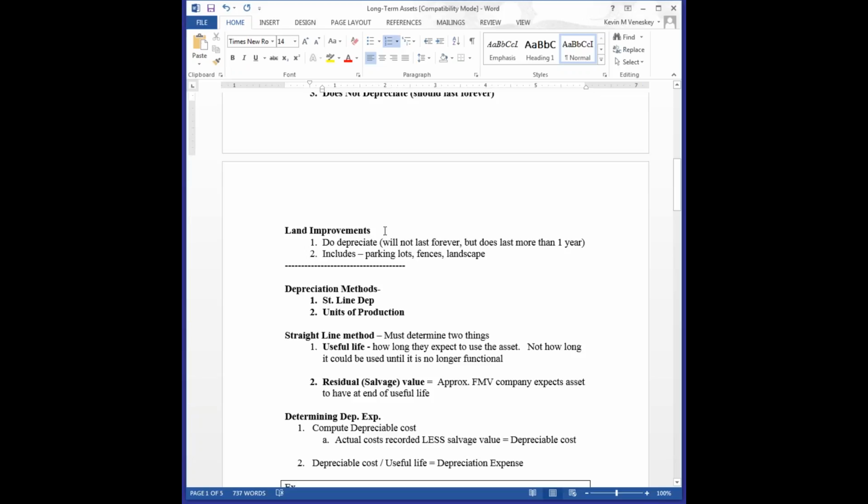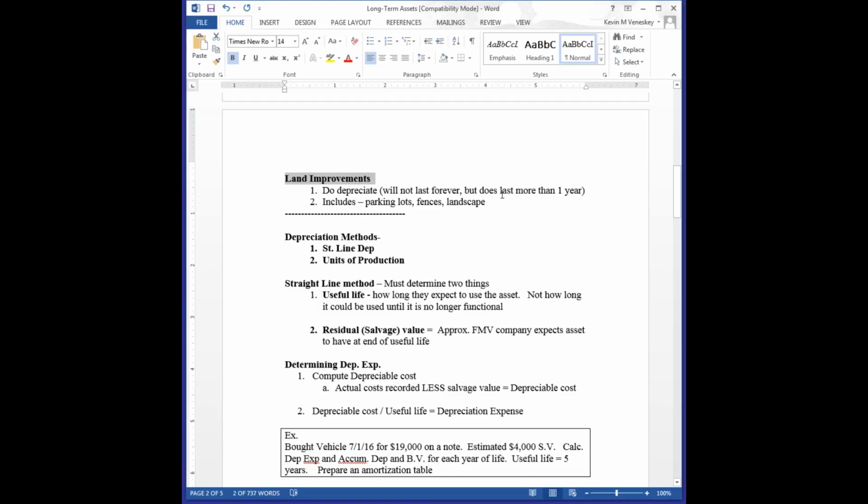The one exception, it's not really an exception, it's just a difference, is with the land. Land doesn't depreciate, but anything you do to improve the land does depreciate. And it should make sense. Anything you put on the land, like a fence or a parking lot or landscaping, all of those types of goods, yes, they're going to last you a while, but they're not going to be there forever, like just the plain old dirt will be. So therefore, we do depreciate land improvements.